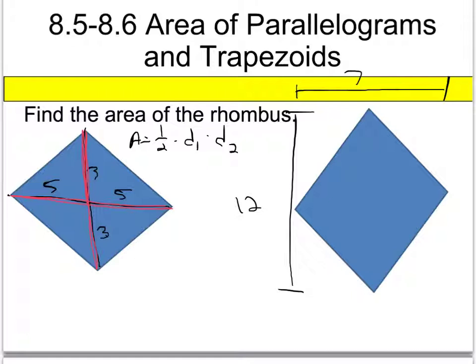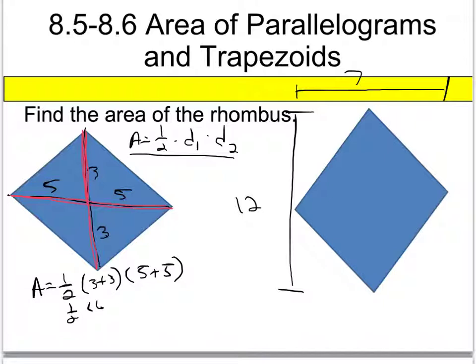Alright, so now that you've tried that out, let's see if it is correct. Again, area is equal to half times diagonal 1 times diagonal 2. So if you multiply these out, you're going to have A is equal to half times 3 plus 3, because that's your full diagonal, and 5 plus 5. When you multiply these out, you're going to get half times 6 times 10. It's alright if you use more than one step. You're showing your work. That'd be great.